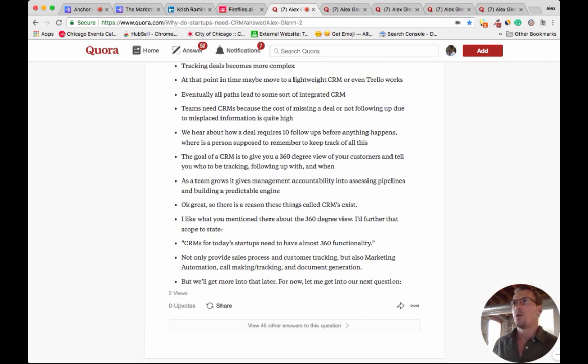Okay, great. So there is a reason these things called CRMs exist. I like what you mentioned, Krish, that there is a 360-degree view that you need to account for. I'd further that scope and state that CRMs for today's startups need to have almost 360-degree functionality as well, at least from the automation standpoint. Not only provide sales processes and customer tracking, but also marketing automation, call making / tracking, document generation. We'll get more into that a little bit later. For now, let me get into our next question.